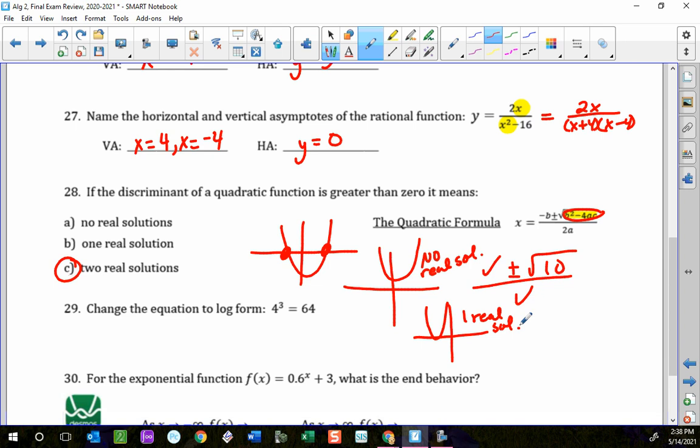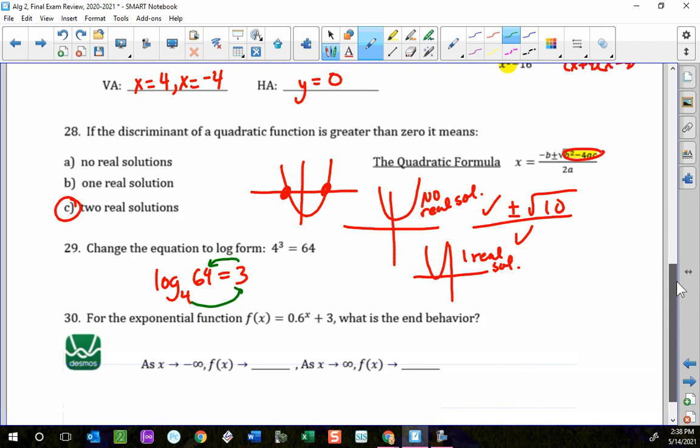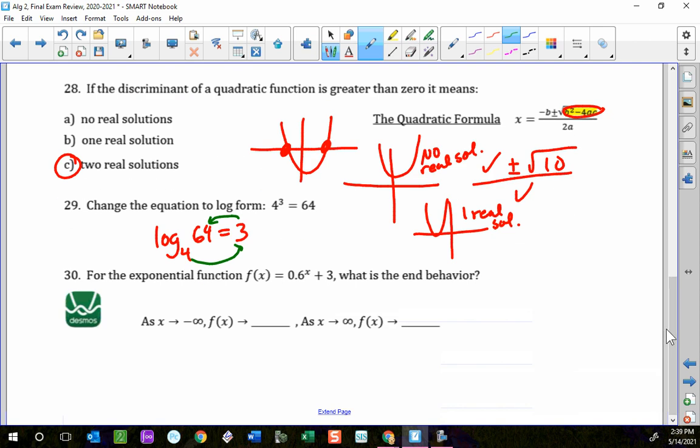All right, number 29 changes to log form, so I'd write log base 4, because that's my base here, of 64 equals 3. So remember the cycle that it has to follow. 4 to that power equals this number here. Okay. All right, so for number 30, oh yay, last problem.